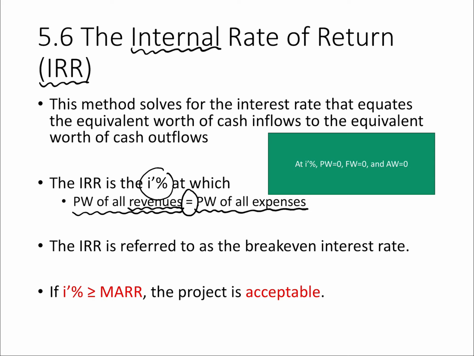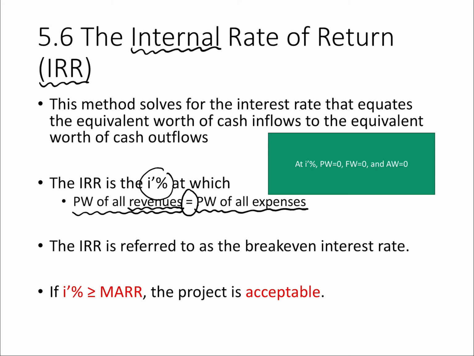In our class, we don't need to do the calculation of that. It's very complicated. But the takeaway is the I prime percent is something that can make your expenses recovered by your revenue. Just make it even, so that you don't lose and you don't gain. And that I prime is called the internal rate of return.